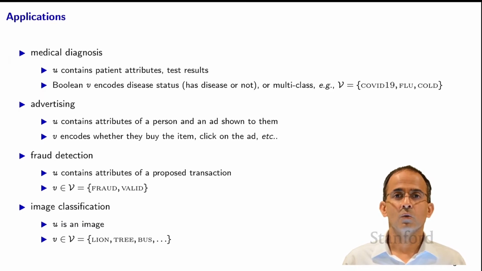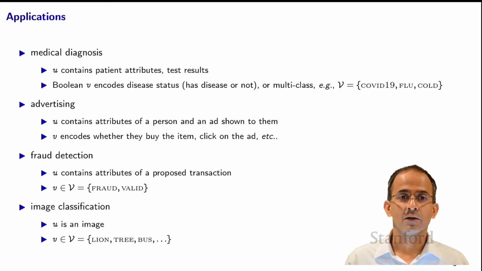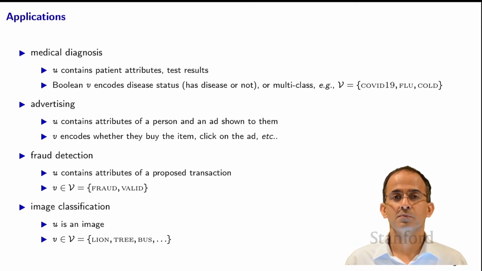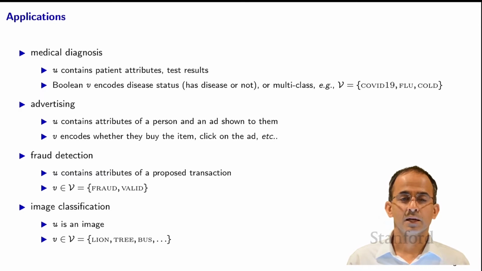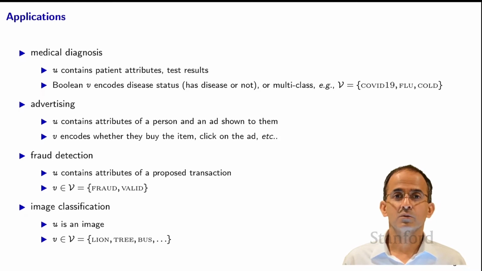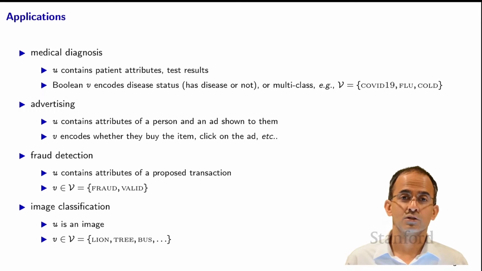And so one might have a whole bunch of historical data of transactions, and they're labeled as to either being fraudulent transactions or valid transactions. And we would learn from that data a predictor so that when somebody makes a new transaction, the attributes of that transaction can be fed into the predictor, and then the predictor would predict whether or not that transaction is fraudulent or valid.